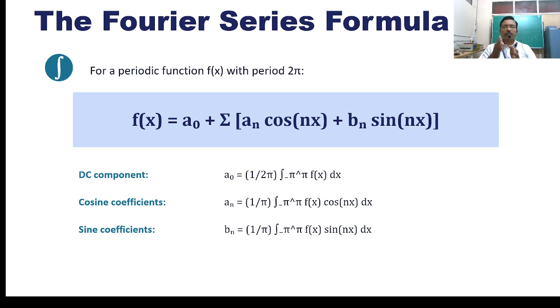And these a naught, an, bn have these formulas: a naught equals 1 by 2 pi times the integration of f of x between minus pi and pi, whereas an is 1 by pi times the integration of function f of x multiplied by cos nx. Similarly, bn is defined. Remember, this expansion is valid for any function of period 2 pi.